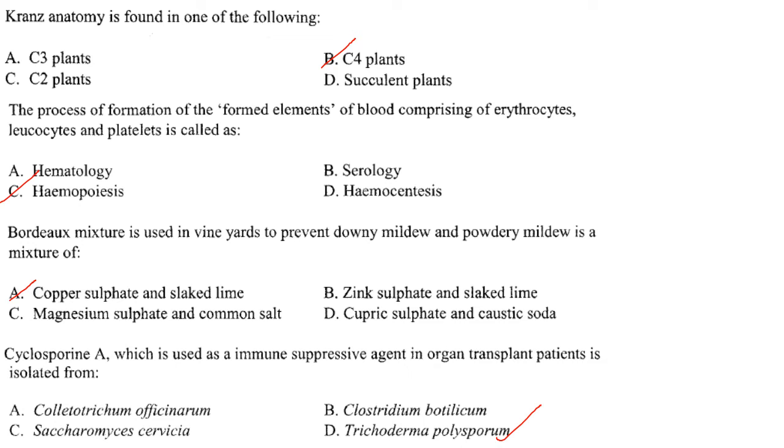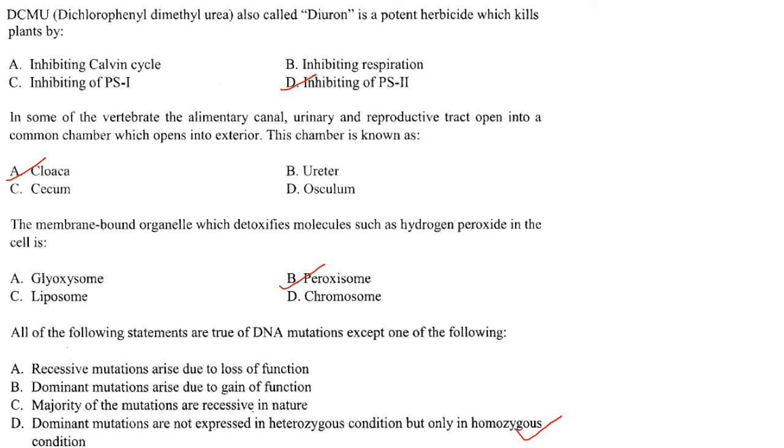Answer is option A. Cyclosporin A, which is used as an immune suppressive agent in organ transplant patients, is isolated from Trichoderma polysporum. Answer is option D. Then next one. DCMU, dichlorophenyl dimethylurea, also called diuron, is a potent herbicide which kills plants by inhibiting photosystem II. It inhibits photolysis of water as it is a strong inhibitor of photosystem II.